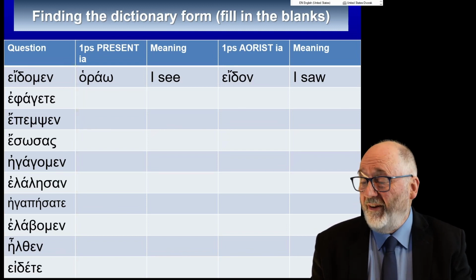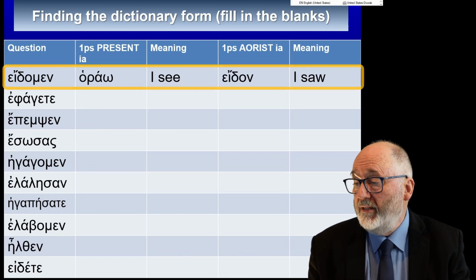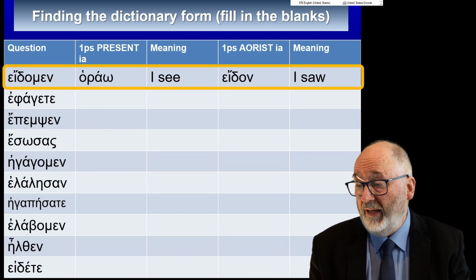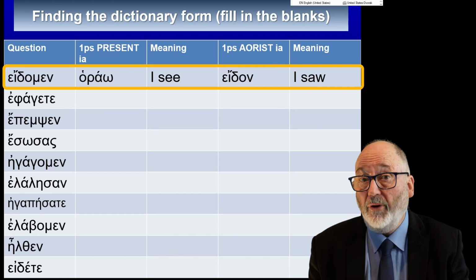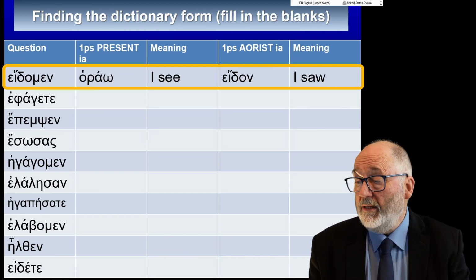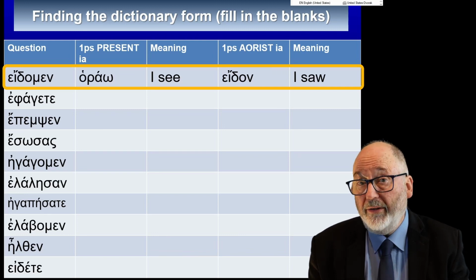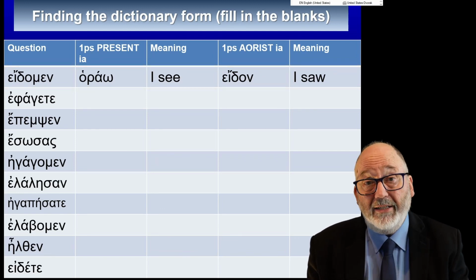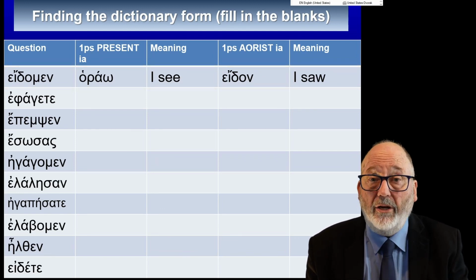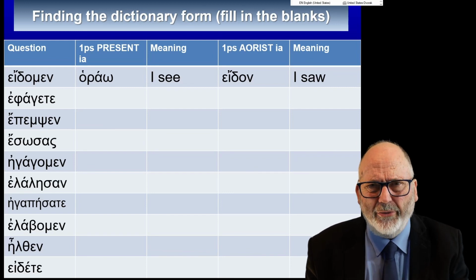And we're eventually going to fill out the table with the first person present indicative active. Eidomen has the first person present indicative active of horao. It means I see. The first person aorist indicative active is eidon, meaning I saw. Now, looking down the list, how are we going to know whether they are a weak or a strong aorist? Well, there's a couple of clues.